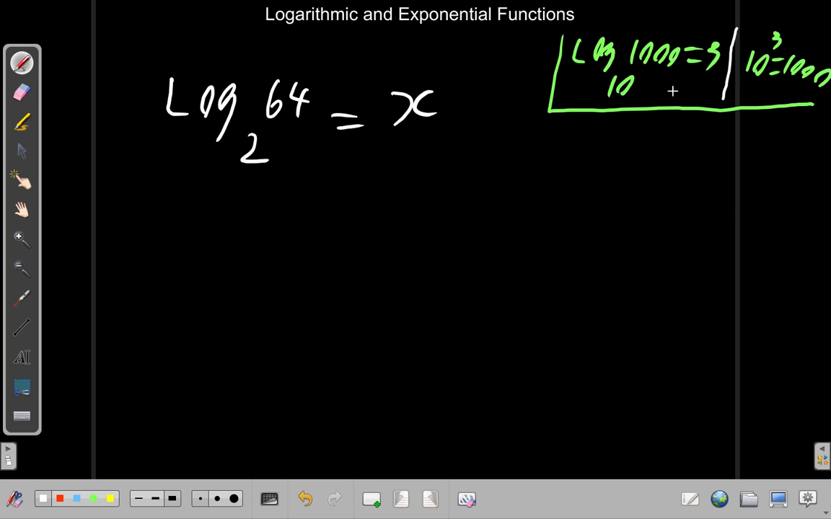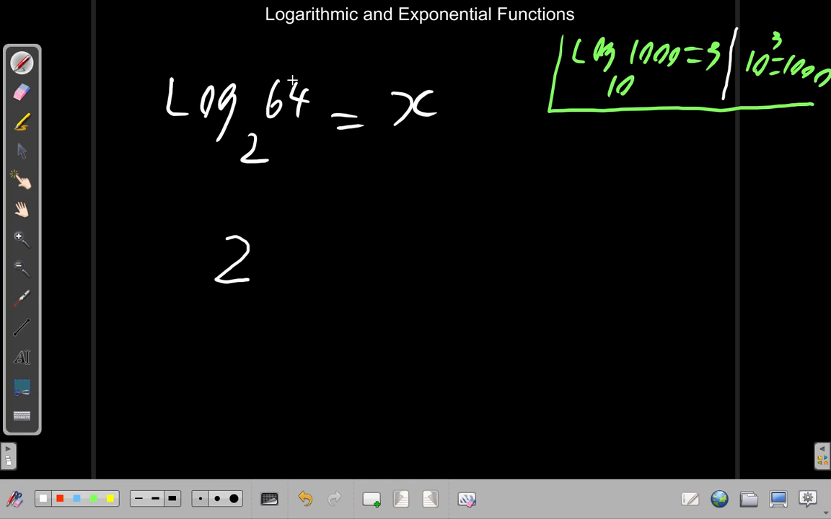Now, in writing it in index form, the 10 is the base of the log. In index form, the 10 is the base of the index, meaning it is what you're raising to a power. Here, 2 is the base. So in index form, 2 is what you're going to raise to a power. Let's look back at this. Log 1000: 1000 is the number that you're logging. In index form, it is the answer. It says equal 1000.